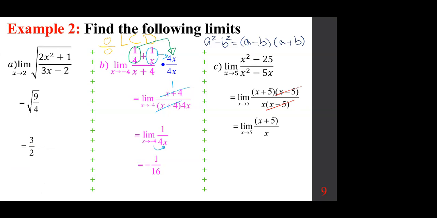So what happens next? Very simple. You plug in. When you plug in, class, 5 and 5 becomes 10. The denominator is 5. 10 over 5 equals 2.